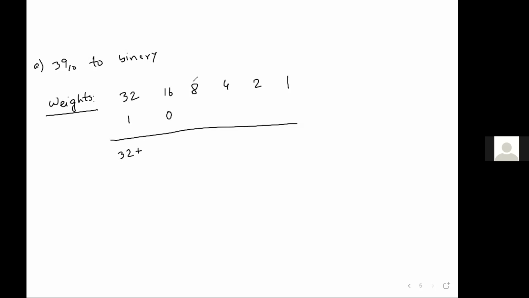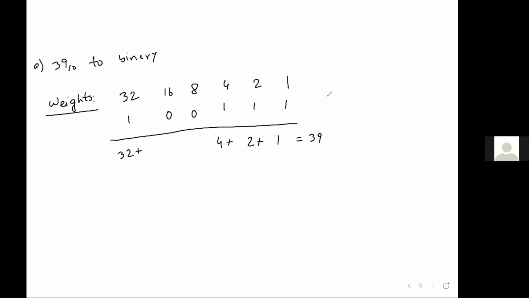If I add 8 with 32, again it crosses 39. So I don't need an 8, so 8 will also become 0. Next comes 4. Of course, with 32, if I add 4, I'll get 36, which is still less than 39. So add 1, so I'll get 4 over here. So 32 plus 4, I already got 36. Then if I add 2, I'll get 38. So I will add 2. So 32 plus 4 is 36, plus 2 is 38. And if I finally add 1, I will get 39.